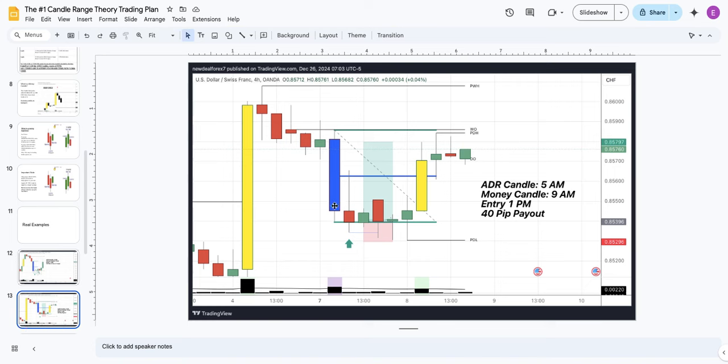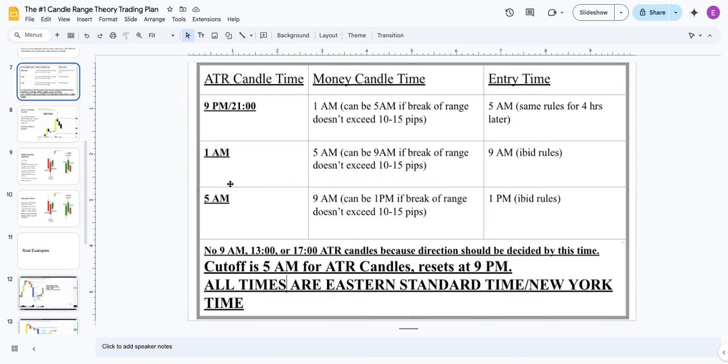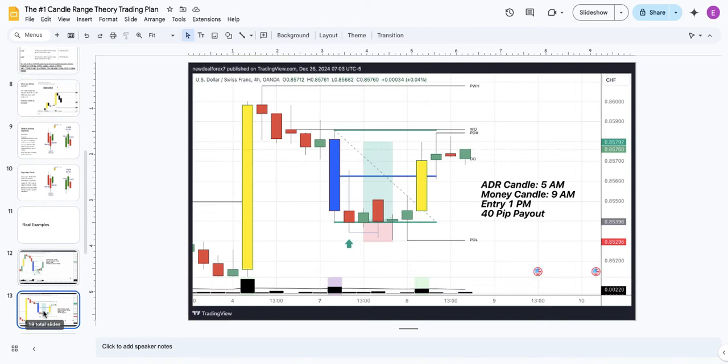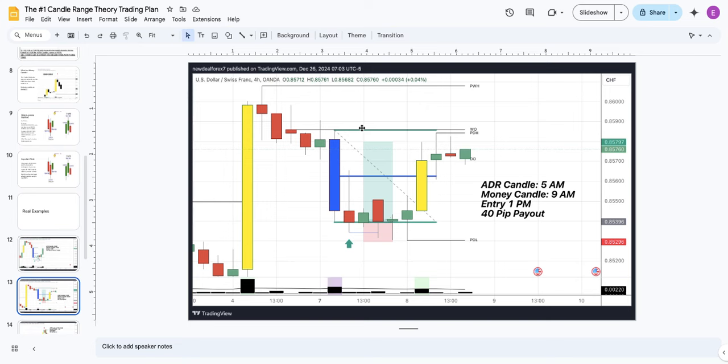This money candle was at 5 a.m. So I go back to my flow here. If I see an ATR at the 5 a.m. 4-hour chart, at 9 a.m. I want to see if the price can break the range and then close back inside it. At this red candle right here where the green arrow is, that's my money candle. It broke below and closed right at the bottom of the range. Then price did eventually go up. This was a 40 pip payout. 50 is my ideal target, but you take what you can get. It's not always going to go completely back up to the top of the blue candle. Sometimes it happens, sometimes it doesn't.